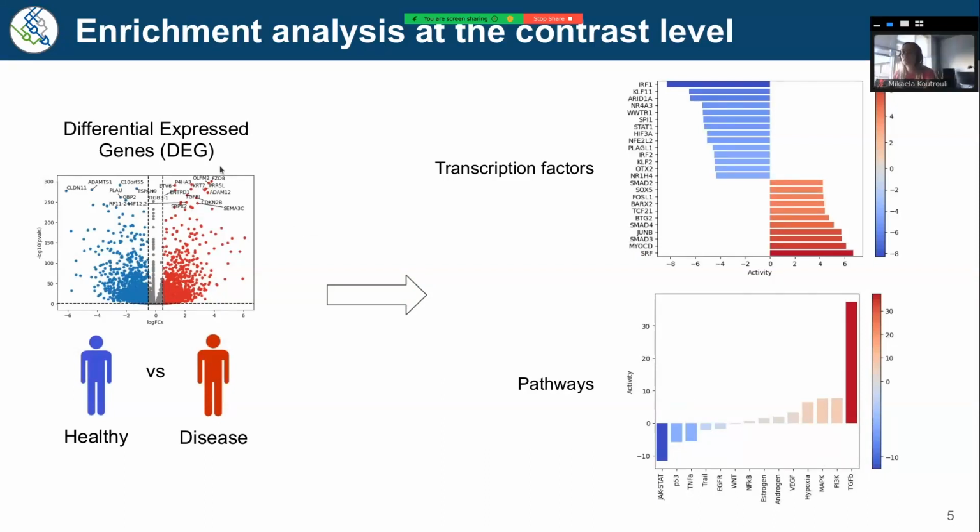But enrichment analysis can also be done at the contrast level. Basically, this means that we have healthy and diseased samples, right? And we perform differential expression analysis, so we know which genes are up or down in disease. And from the results of this test, we take the gene level statistics and we perform enrichment analysis on those. For example, here we see which transcription factors are predicted to be active or inactive in a bulk dataset. We have a vignette showing how to do this in bulk, and also at the pathway level.